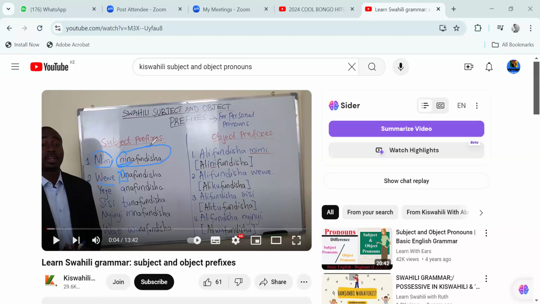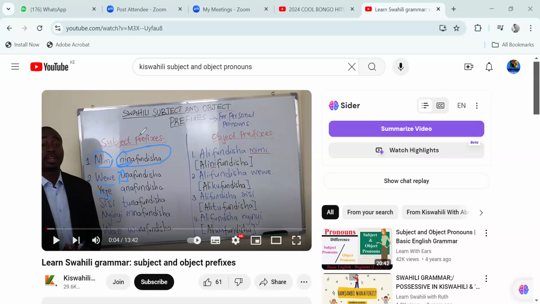Now, in the second sentence, wewe unafundisha, the word u before nafundisha makes that sentence complete as it stands for the second person pronoun, which is wewe. It says mimi, wewe. Then yeye is the third person pronoun. Yeye means him. So mimi is me, wewe is you, and yeye is him, a third person pronoun.